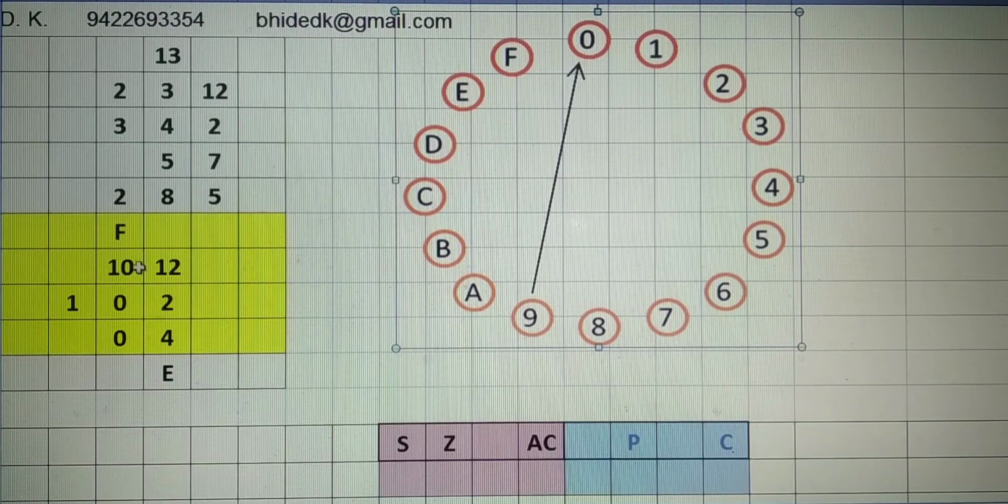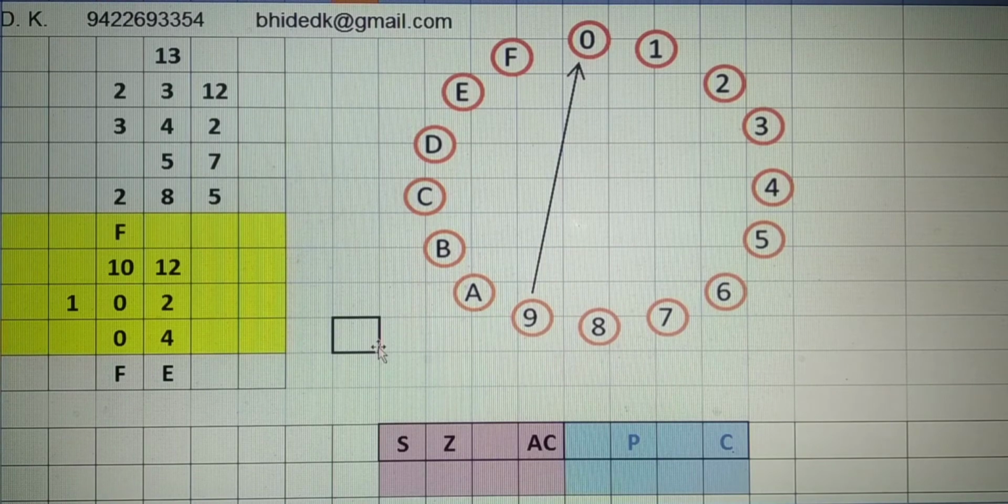Now here from F you are going to subtract 0. You will get the answer as F. That means in the accumulator you will get the number FE.